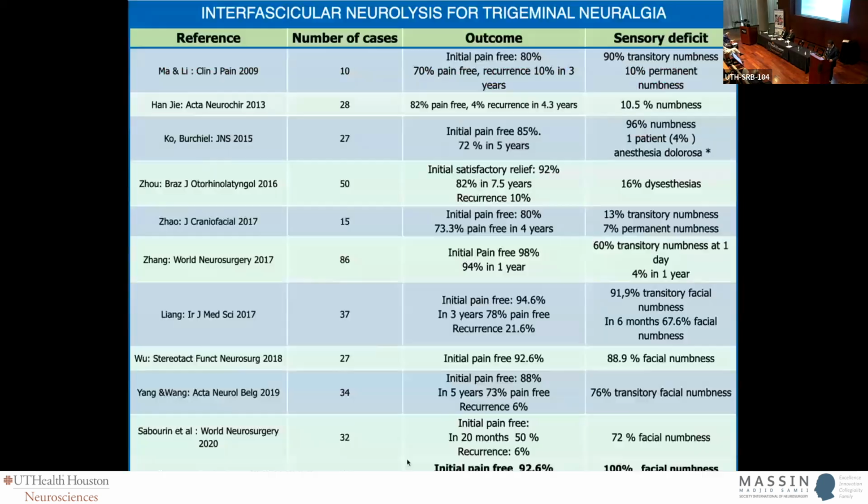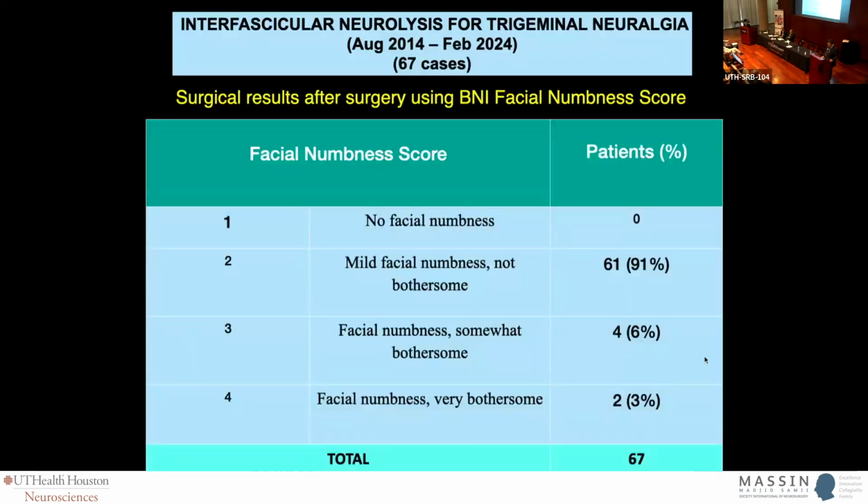Okay, well, this is the series that I found published in the English literature, and you can see the initial pain-free rate is very good: 80, 85, 80, 98. And I have 77 cases, initial pain-free almost 93%. And usually it's mild hypoesthesia, and usually it's transitory. These are my results. In 91% of the cases there was mild facial numbness, not bothersome, and usually transitory. We have 4 cases of facial numbness somewhat bothersome, and in 2 cases it was very bothersome.